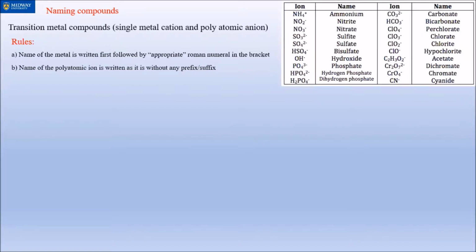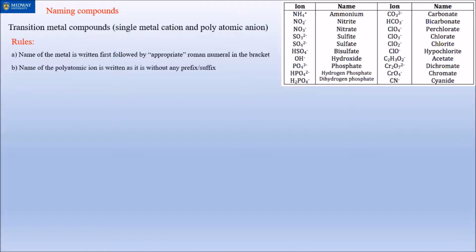Welcome back. We're going to move on to naming transition compounds where we have a single metal cation and a polyatomic anion. So let me put up the rules. Not much has changed in terms of everything you have learned. The only thing that's changed between the previous one and this is instead of a single anion, now we have a polyatomic anion. Again, this was the same table that was used when we learned with ionic compounds.